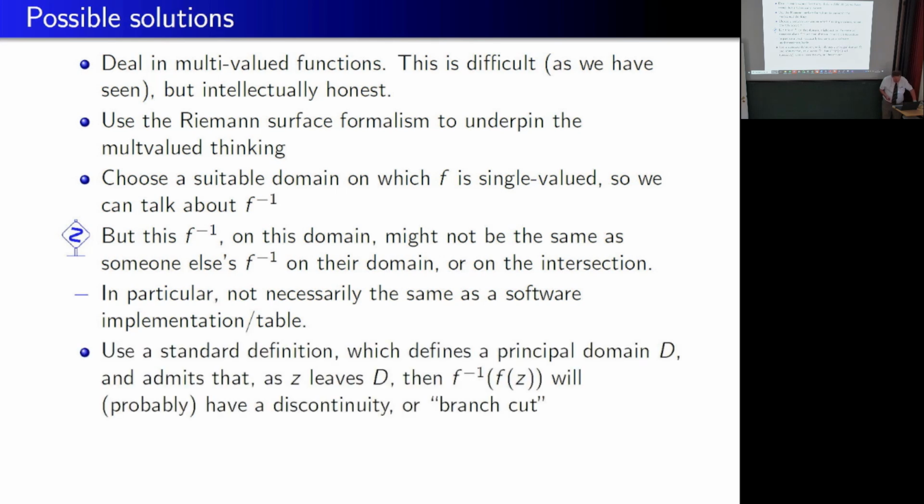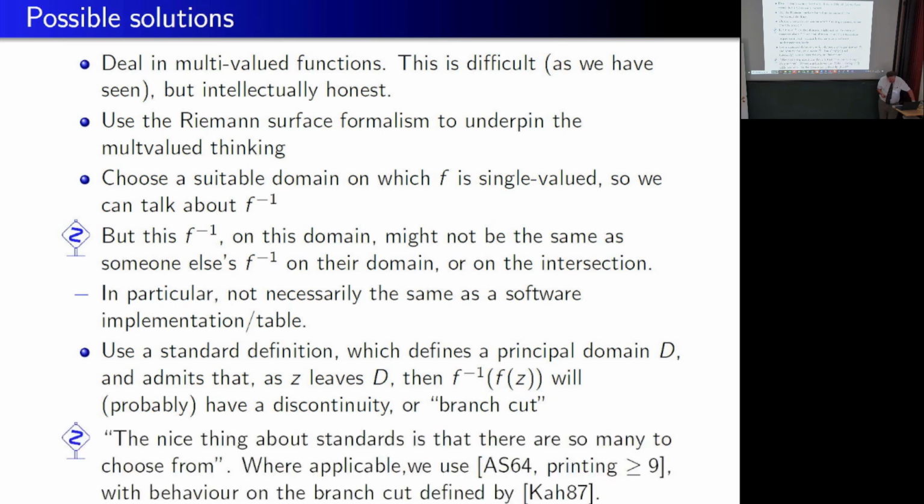Or we just say, well, use a standard definition. I'm going to define the principal domain D, and then if I leave that domain, I'm going to get a discontinuity in my inverse. That discontinuity is normally called a branch cut, and that's what we mean by it, as I suddenly jump from one branch to another. What we're doing here is sacrificing continuity in order to maintain one-to-one well-definedness. We cannot have both continuity and unique definitions of some of these functions. A branch cut is when you sacrifice continuity; multi-valuedness is when you sacrifice having one value.